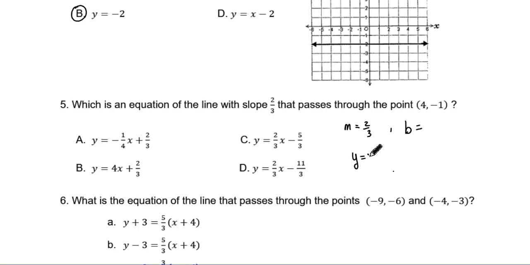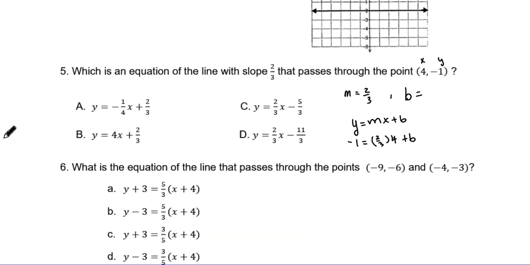So what I'm going to do at this point is I'll go ahead and start with y equals mx plus b. As always, this is always my starting point. And I'm going to plug in some information that I know. So for y, I'll plug in the y coordinate, which is at negative 1. For my slope, I'll plug in the slope that they gave me, which is 2 over 3. And for my x, I'll plug in my x coordinate, which is at 4, and then bring down the b.